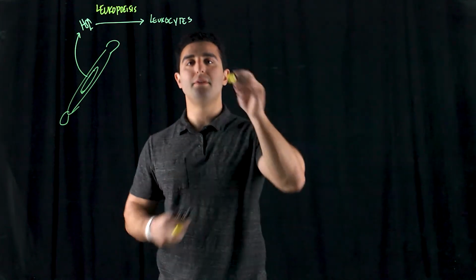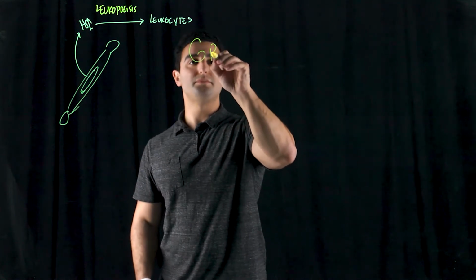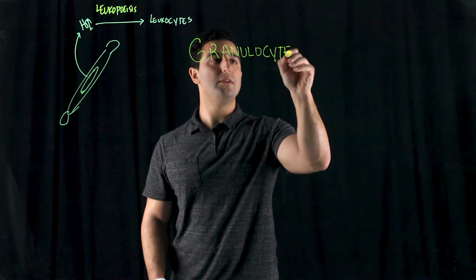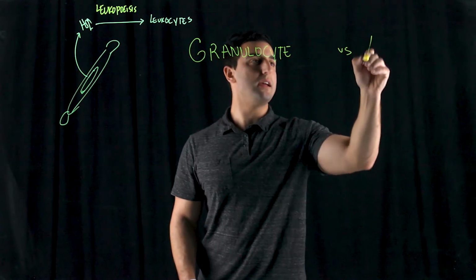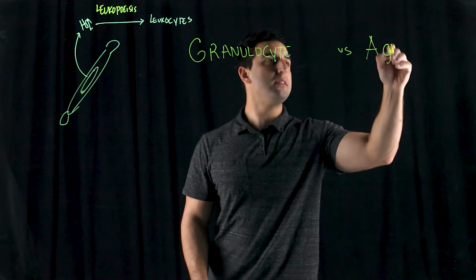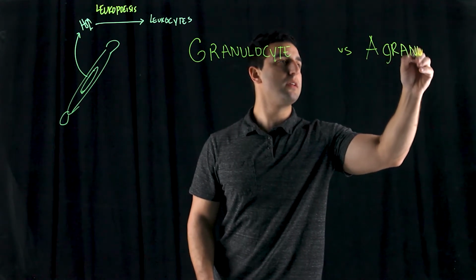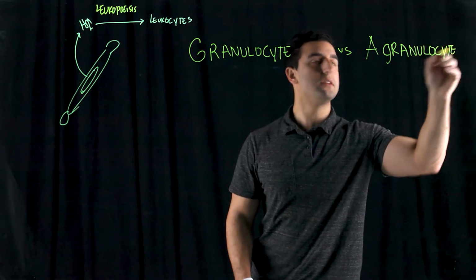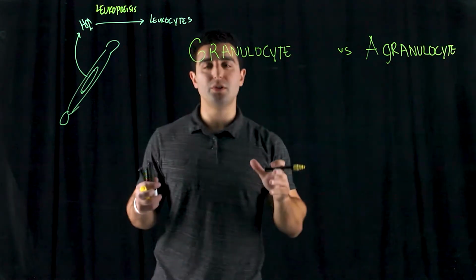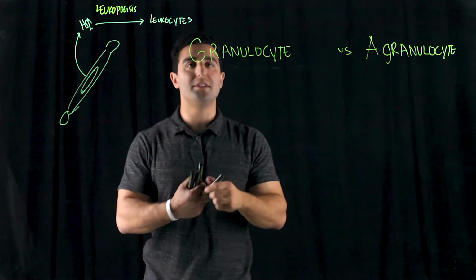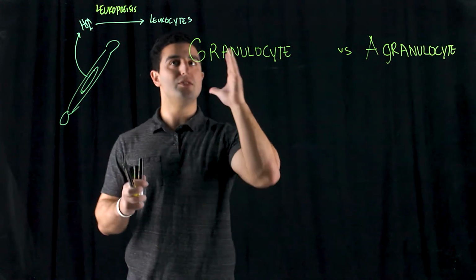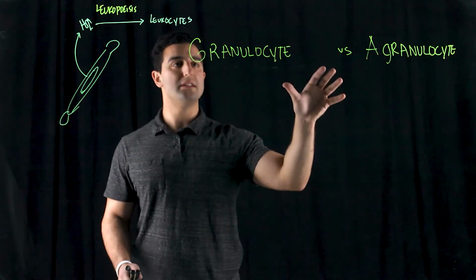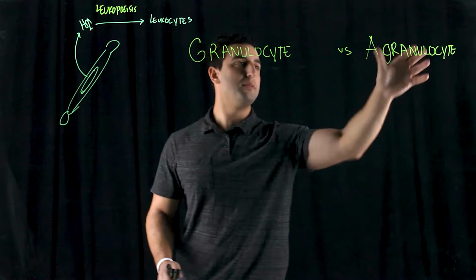The first type are the granulocytes, versus the agranulocytes. The way they're really distinguished is based on the specific types of granules present under a microscope. When you look under a microscope, you can see these little granules, and that is the primary way of distinguishing the first lineages of these white blood cells, the granulocytes from the agranulocytes.